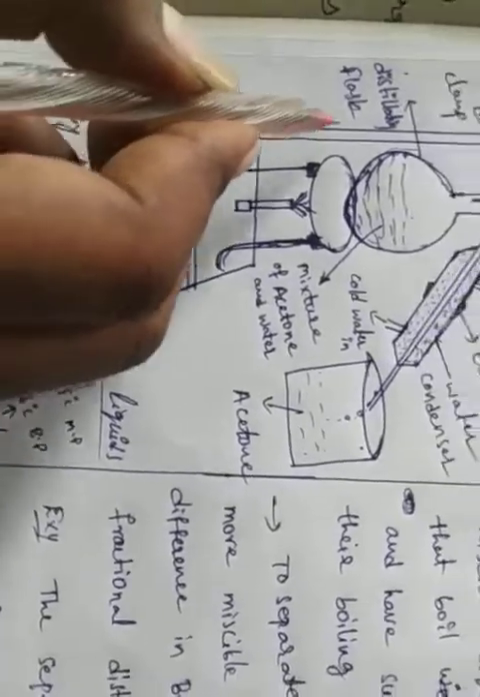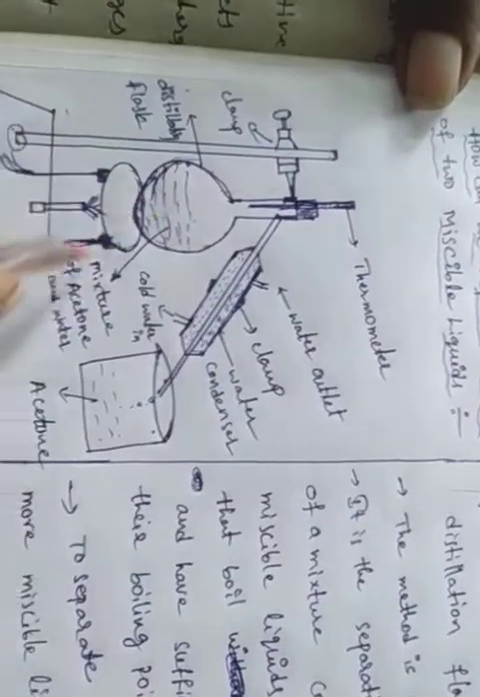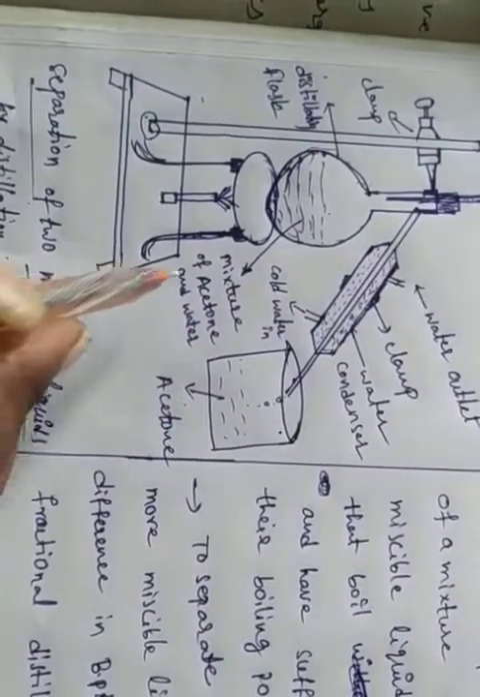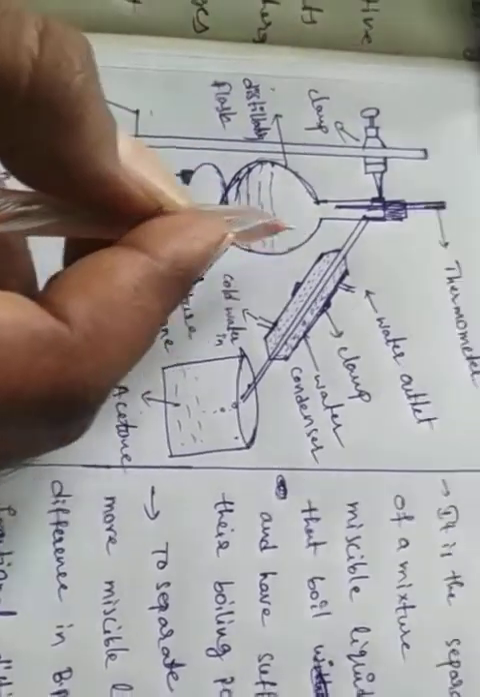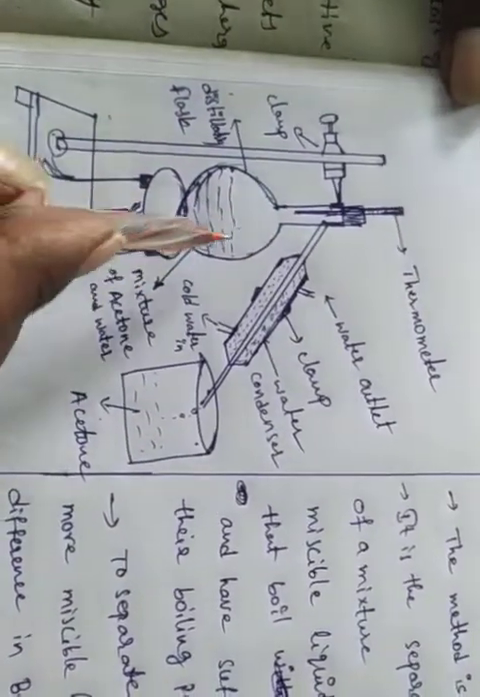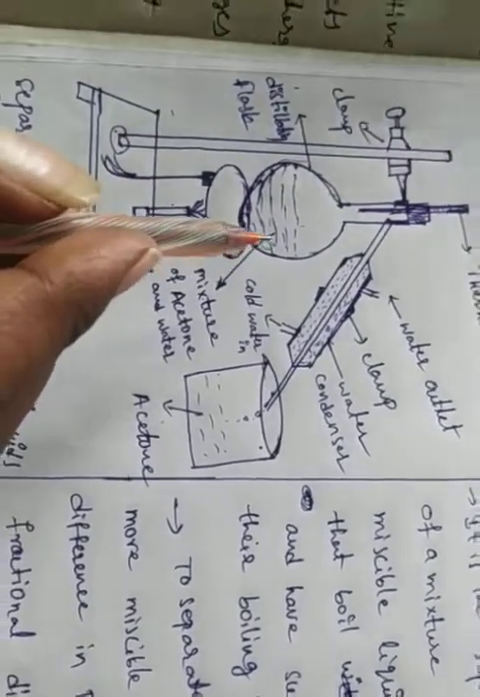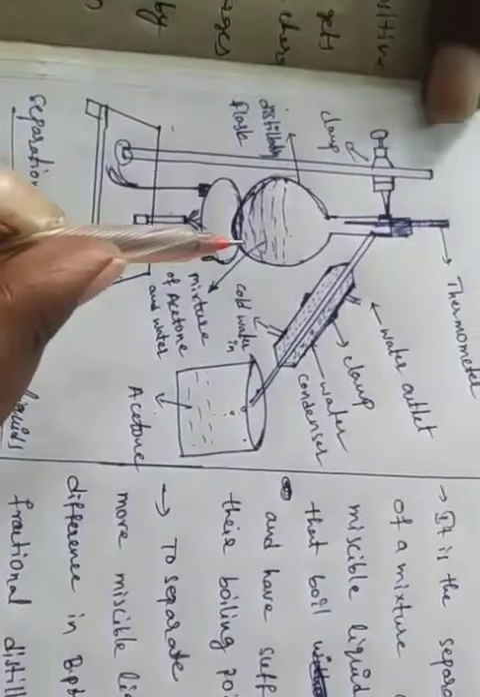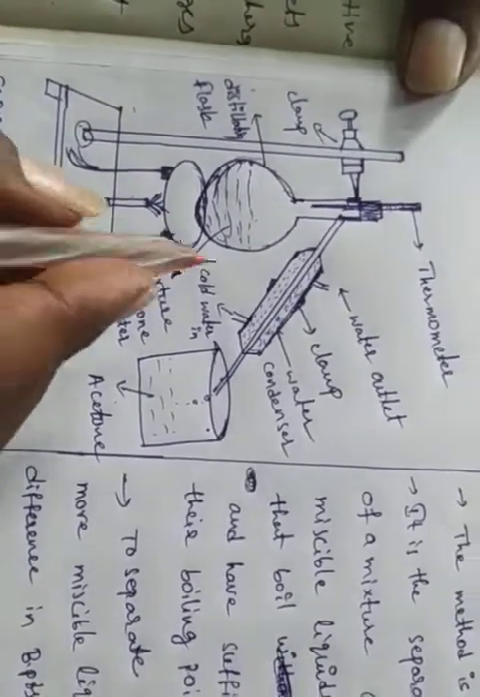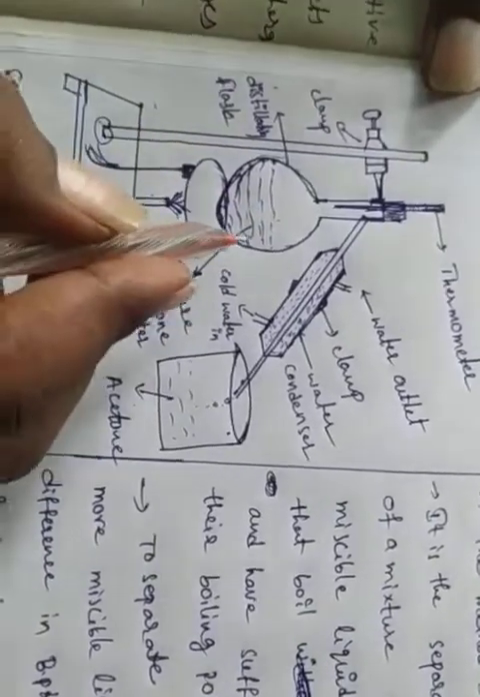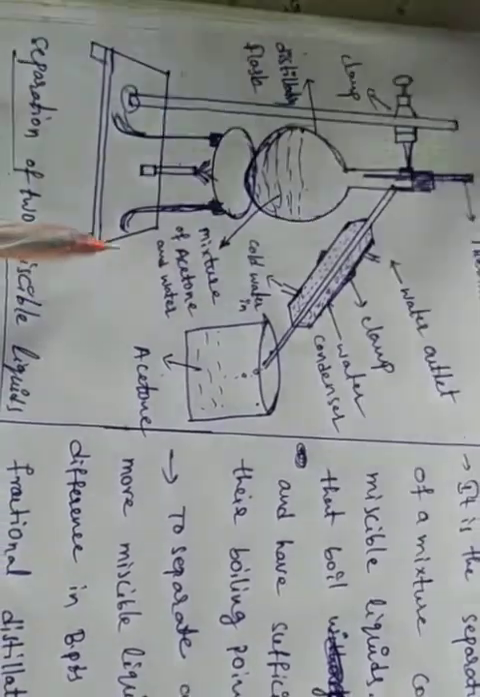This is a stand, already we know this stand. This is a clamp and a thermometer, distillation flask. This is acetone. This is a burner, already we know. From this activity, what do we have to understand? When we are heating the mixture, what will happen? The separation depends on their boiling points. I will explain about that. Based on the boiling points, how can we separate this mixture of acetone and water?